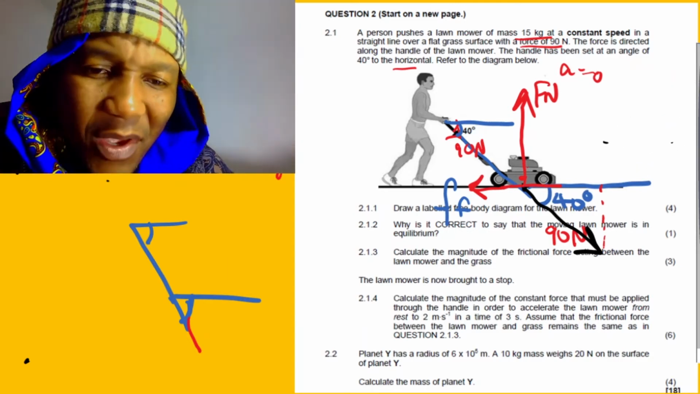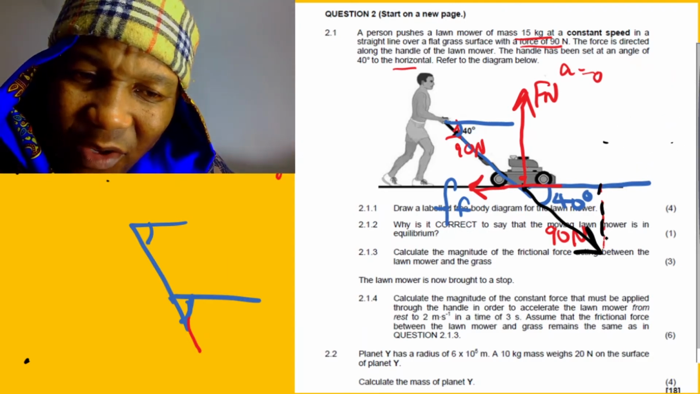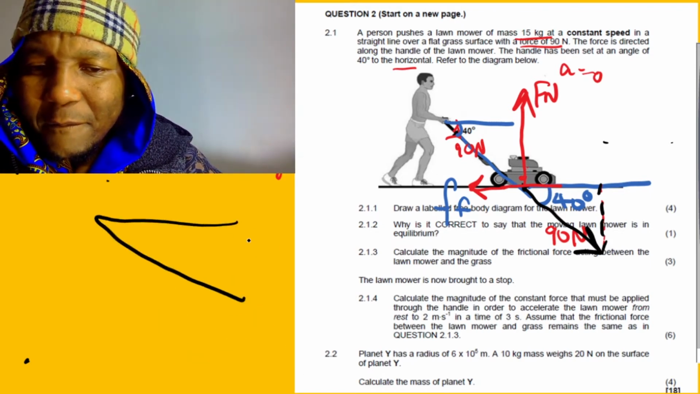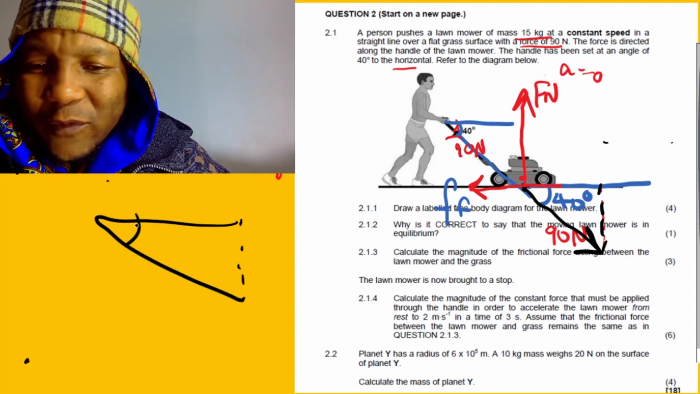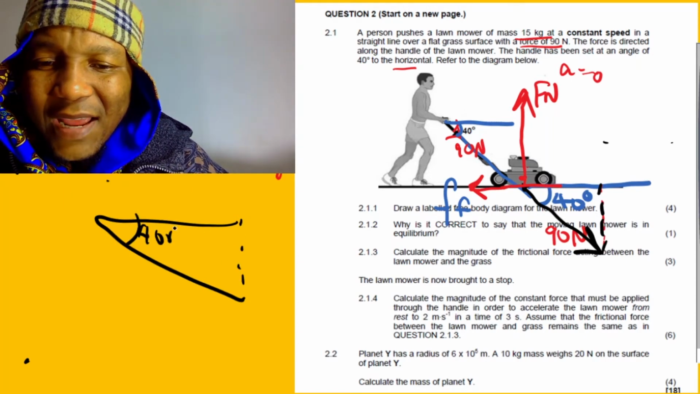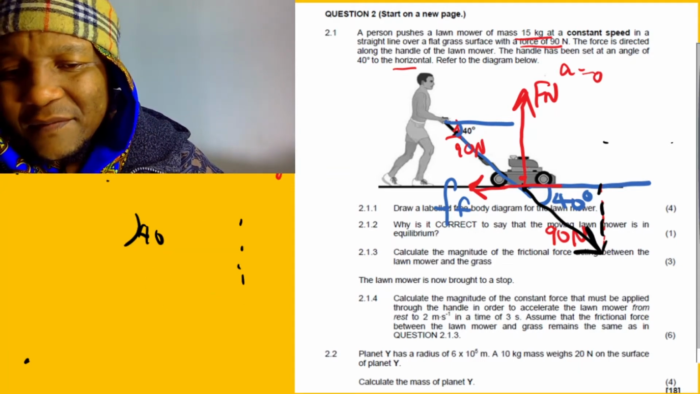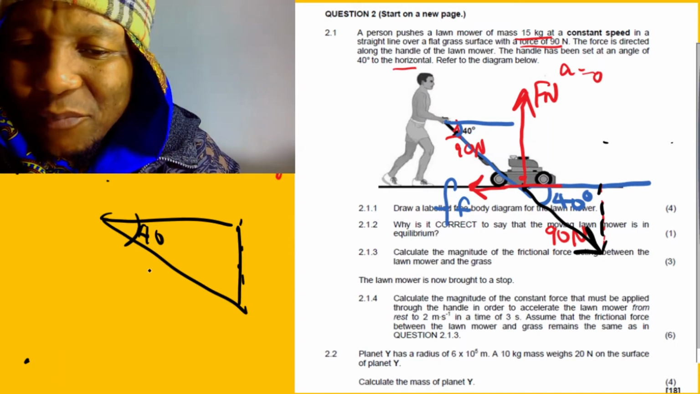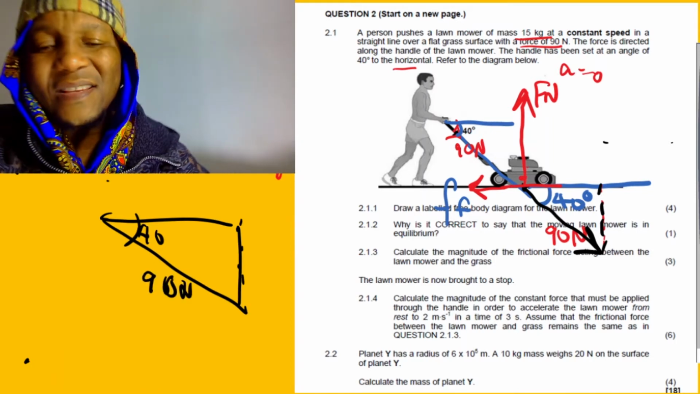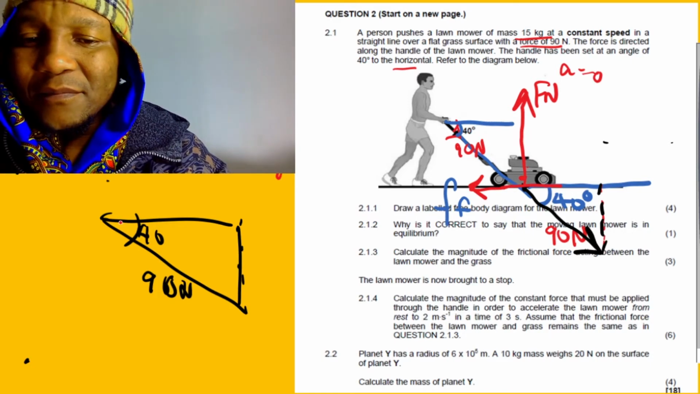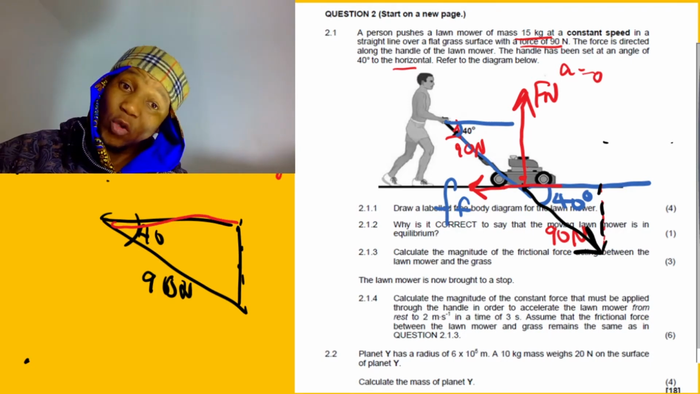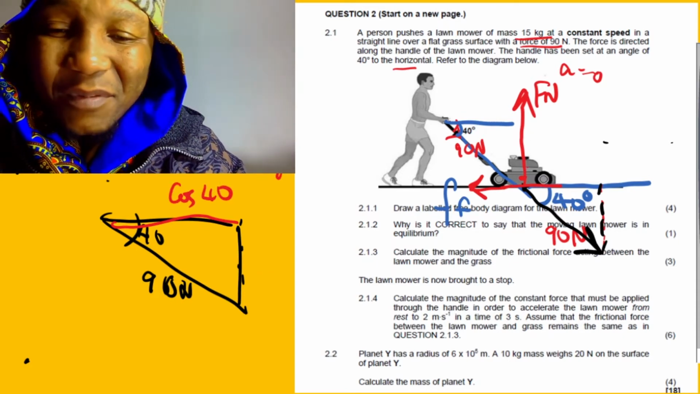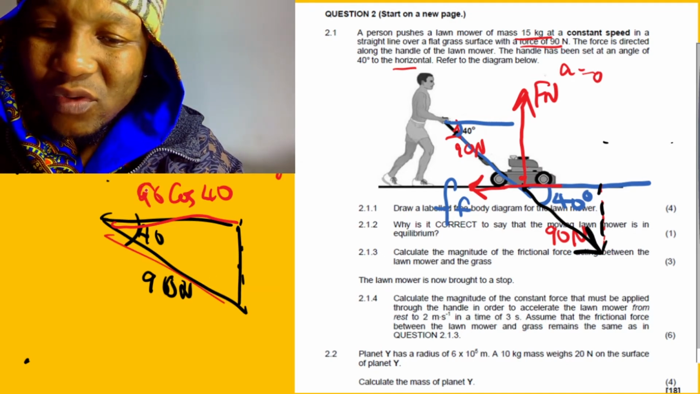But why do they look? Because I know this force, so let's connect it and make a triangle here. If you make a triangle, that triangle is going to look like this. The angle is 40 degrees. Back to this triangle. Now we have the hypotenuse equal to 90 Newton. So I want to get the adjacent here. What is adjacent? Adjacent equals cos. So it's going to be cos of my angle, 40, times the hypotenuse equal to 90 Newton.